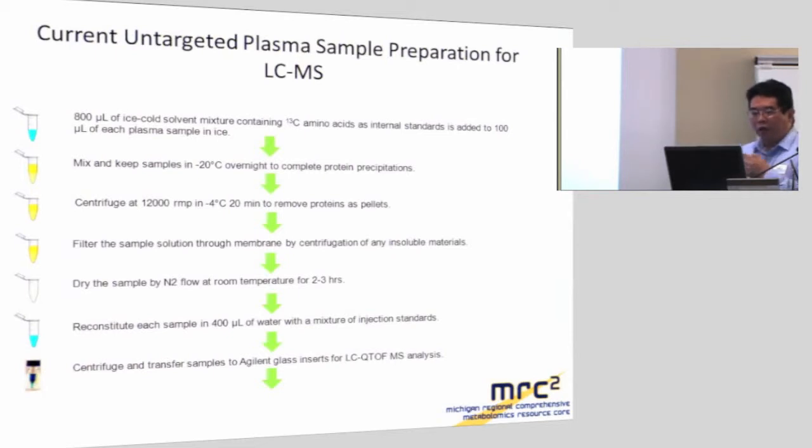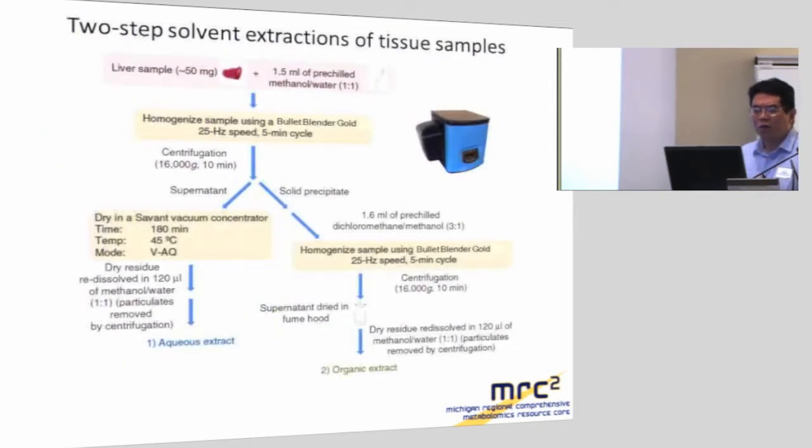We have a cocktail of acetone, acetonitrile, and methanol to precipitate the protein, along with adding the internal standard at the very first step. Then we do the precipitation at -20 overnight to make sure the protein precipitates completely or as much as possible. And then we remove the protein, dry the sample, redissolve in the proper solvent, and go into the LCMS to do analysis.